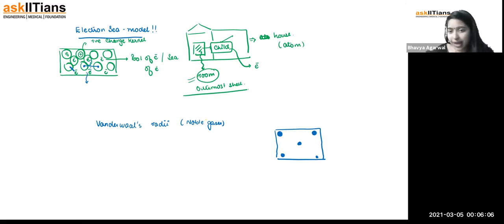Now, in these atoms, the distance between the centers of their nuclei is the diameter, and exactly half of that distance will become your radius. So that will give me the radius of the noble gas.